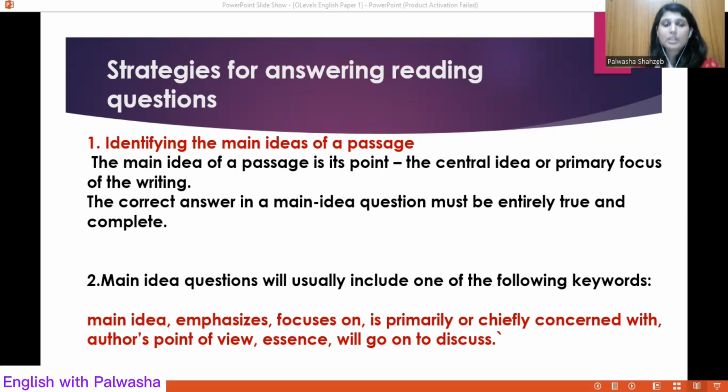So no, I have mentioned all the things here. The main idea emphasizes, focuses on, is primarily or chiefly concerned with. This is the work which I did for you guys. ये मेहनत है मेरी. I have extracted from all the papers and I have mentioned it here. In सब का मतलब है give the main idea. Okay, all right. Now let's move on to the next slide.